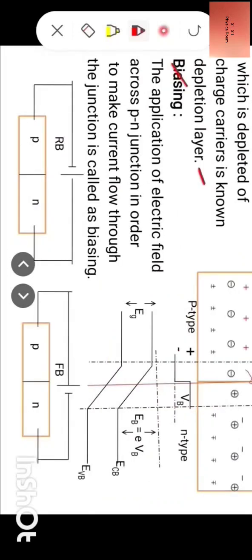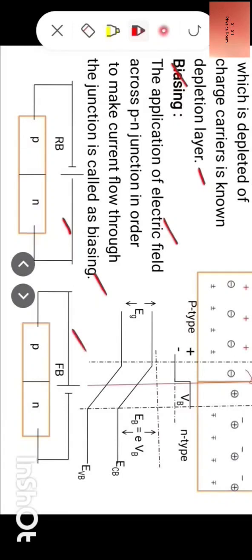Now biasing. What is biasing? The application of electric field across a p-n junction in order to make current flow through the junction is called biasing. Now look at this diagram. We have applied an electric field whose positive is connected to n material and negative is connected to p material. We call it reverse bias.